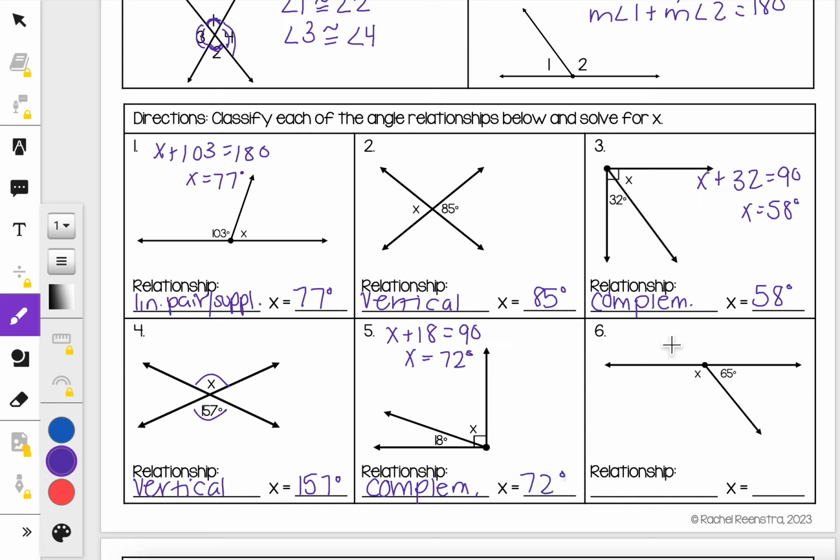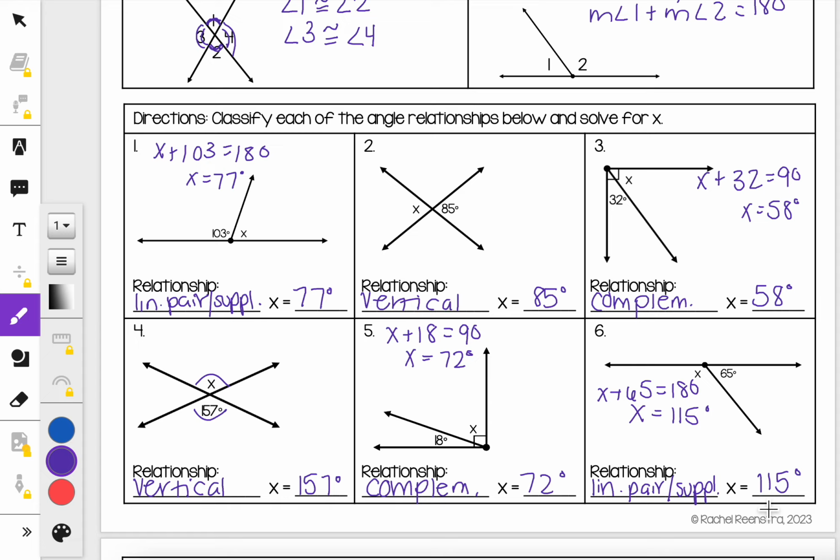And for number 6, we have another pair of supplementary angles. This is also a linear pair. So I'm going to put both. This is a linear pair, which means we know they're supplementary. Okay, so x plus 65 equals 180. So x is 115 degrees.